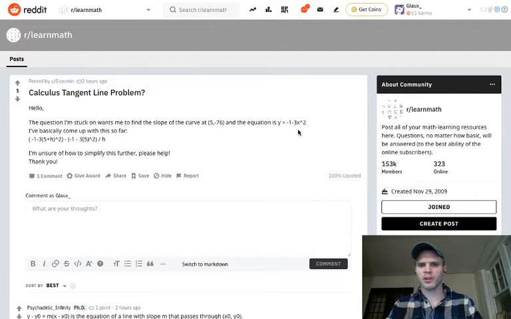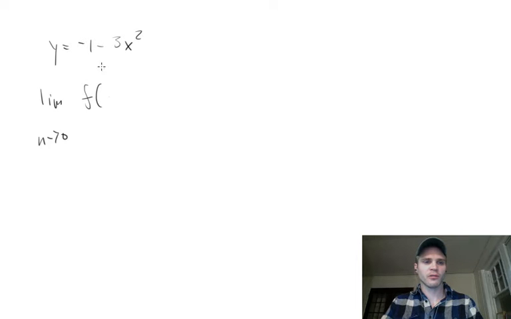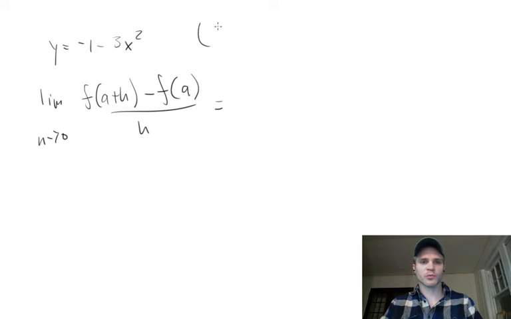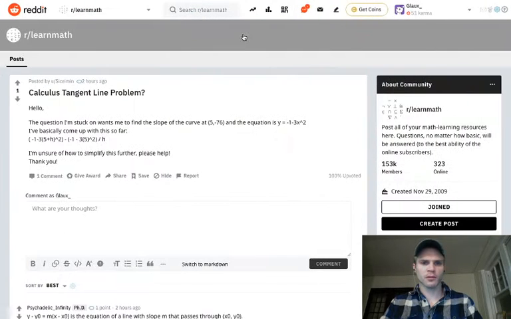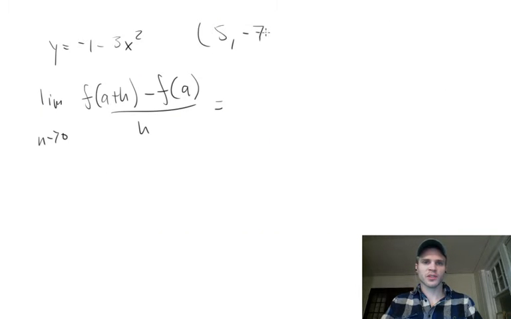This is -1 minus 3x squared. So y equals -1 minus 3x squared. So that definition is that the limit as h approaches 0 of f of a plus h minus f of a over h. And then we can just use a substitution in here. So here for this one, the point is 5, -76. So this is our a.